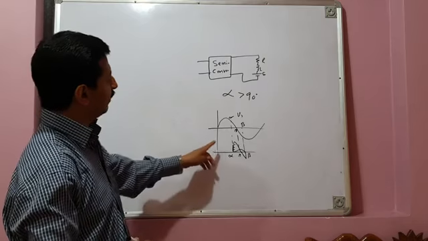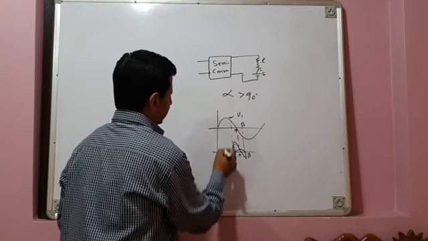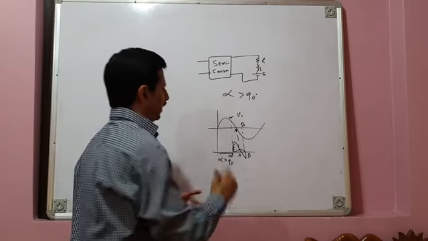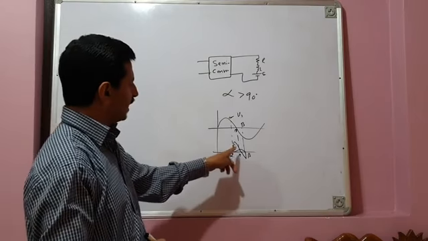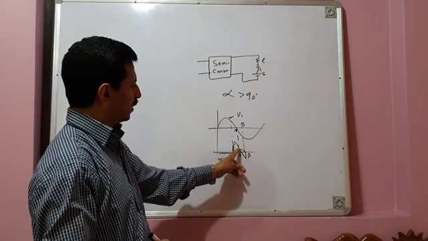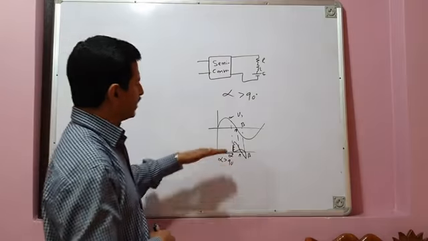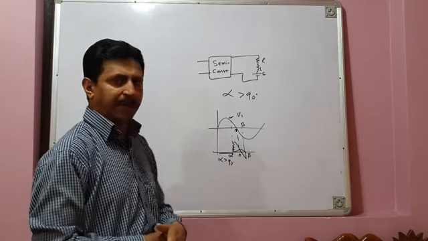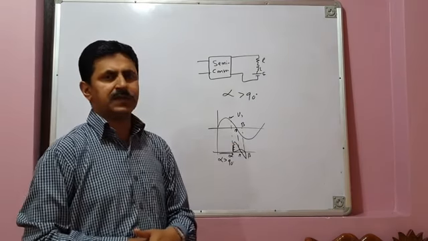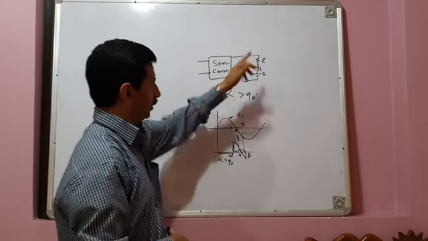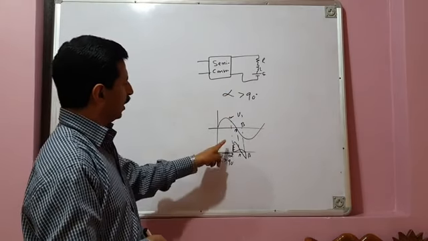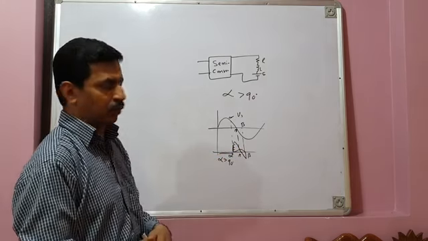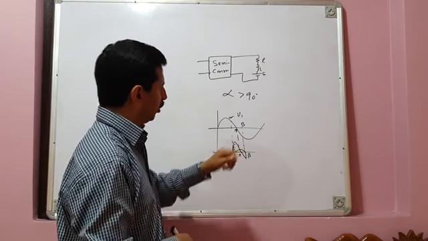The problem is that when alpha is greater than 90 degrees, the current rises and reaches a maximum value somewhere here and then it falls. The rise of current means that energy is stored by the inductor, and the fall of current means energy is released by the inductor of the load. So this is the positive segment of load voltage, this is the negative segment of load voltage.